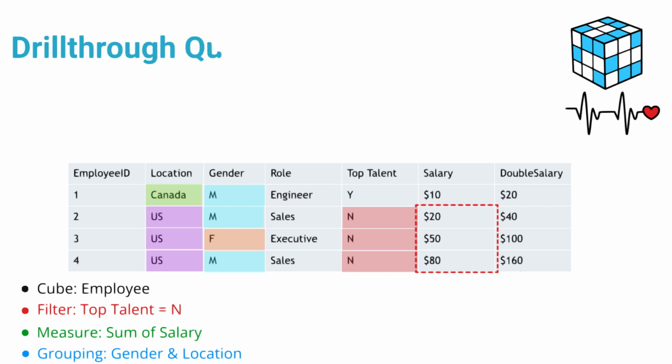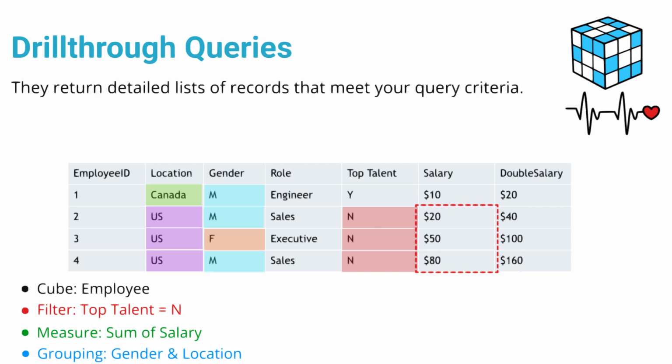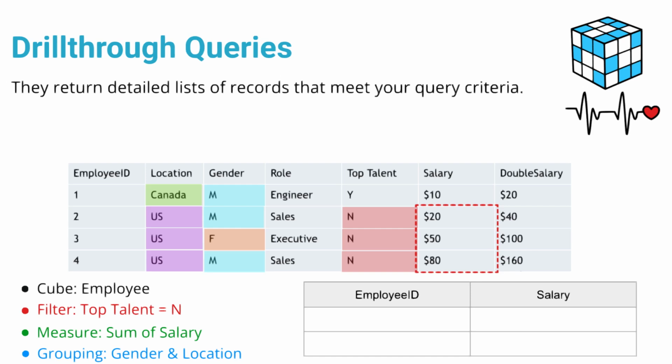Another type of analytic queries are drill-through queries. They allow you to go deeper into your data. They return detailed lists of records that meet your query criteria. This is useful for exploring individual records behind the aggregated results. They can provide both data properties and calculated properties. Let's do a drill through over our previous example with drill fields employee ID and salary on male cells. Our result would be employee 2 with $20 salary and employee 4 with $80 salary.